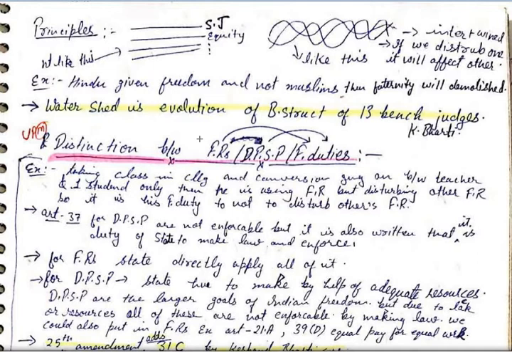If we look apparently at FR and DPSP, we see that they are in conflicting positions. Why? Because of a problem that one is enforceable but the other is not. FRs are enforceable but DPSP are not. States should make laws upon them and then enforce them. They are not directly enforceable. So it would appear that one is more important and the other is less important.